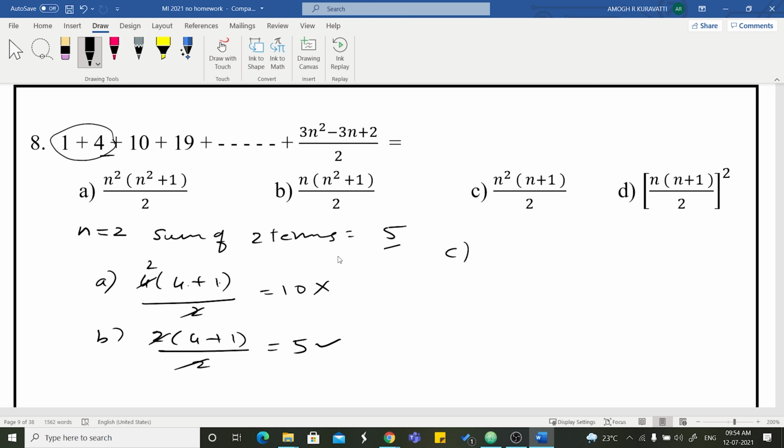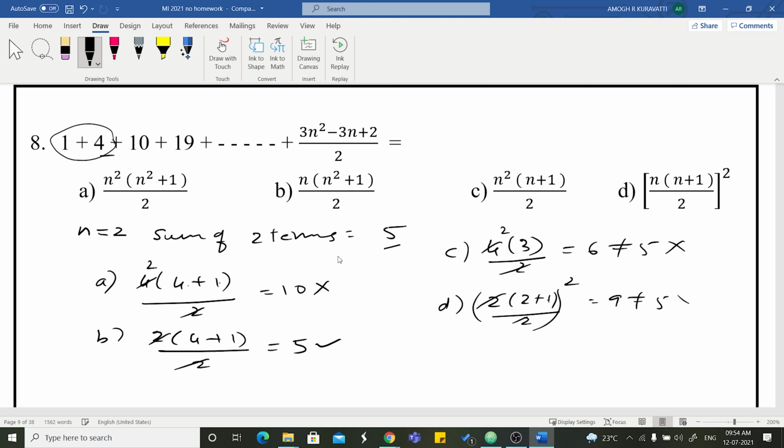Look at option C. n is equal to 2. 2 square 4. 2 plus 1 is 3, by 2. 2 1s are 2, 2 2s are 3, 2s are 6, which is not equal to 5. No. Option D. Put n is 2. 2 of 2 plus 1 by 2 whole power 2. 2 2 cancel. 2 plus 1 is 3. 3 square, which is not equal to 5. Now which one is the right option? Option B is the right option.